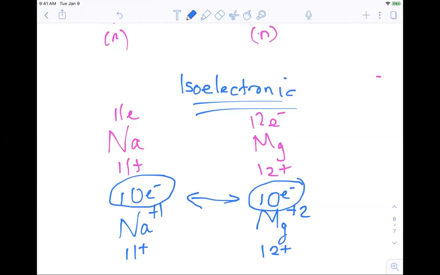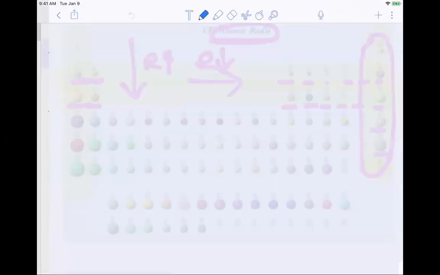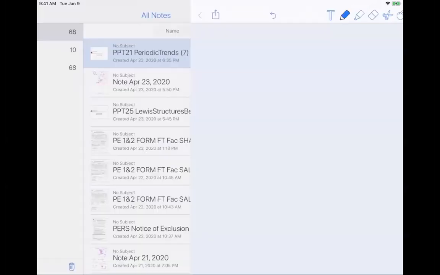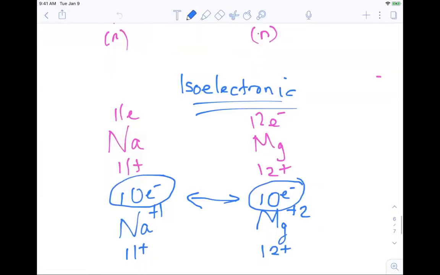Think about the periodic table. Here's sodium, here's magnesium. When they lose electrons, what do they look like? Fluorine. Not fluorine. Neon. What element did I just circle? Neon, right? So remember, when metals lose electrons, they go backwards to the closest noble gas. So these are isoelectronic with neon. They have the same configuration as neon.